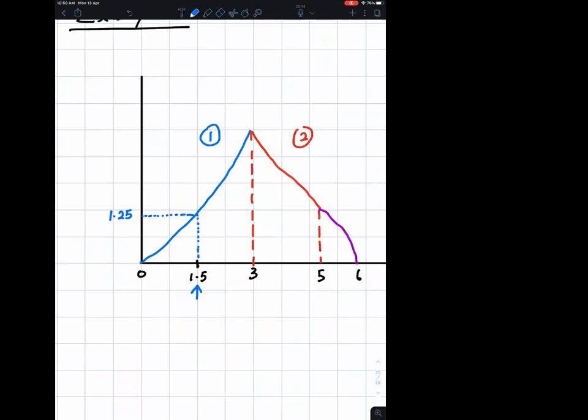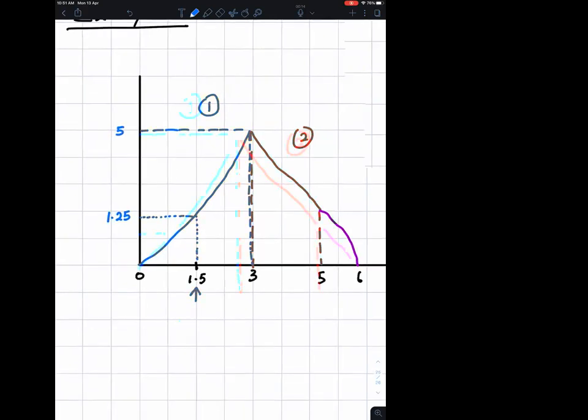Call this 1.25. And at 3, okay, this is the place where both red and blue are touching each other. Let's say at the midpoint, at 3, the corresponding value is 5. Okay, so you're done breaking up into 2 segments for the blue segment.